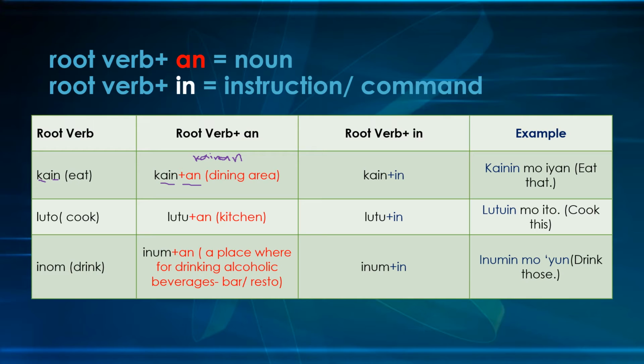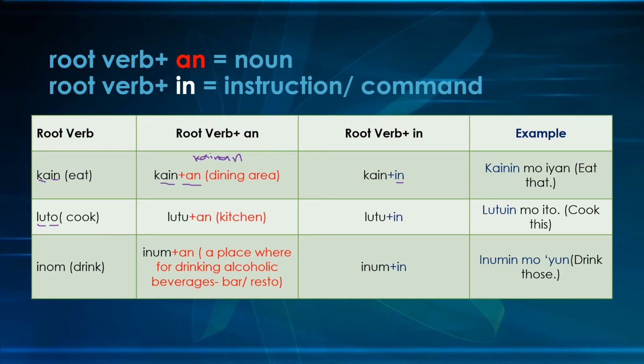Instead of putting an, we have here in, and there's a change in the meaning. We will have now a new word, kainin. It's like giving an instruction that you eat that. In Filipino, it's kainin mo iyan. So again, by adding an, we have the new word for a noun. And if we use in, we can create an instruction or command.